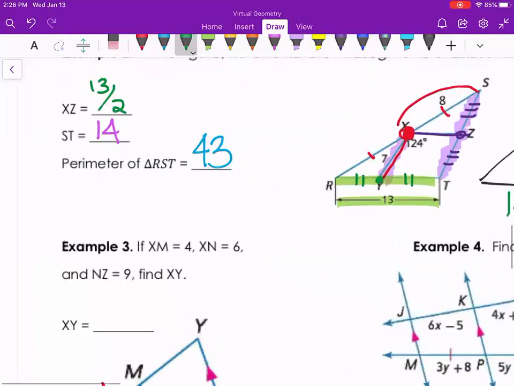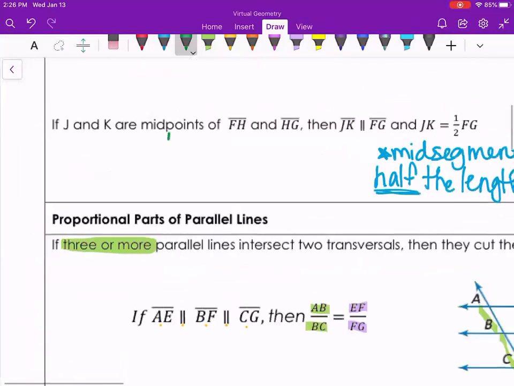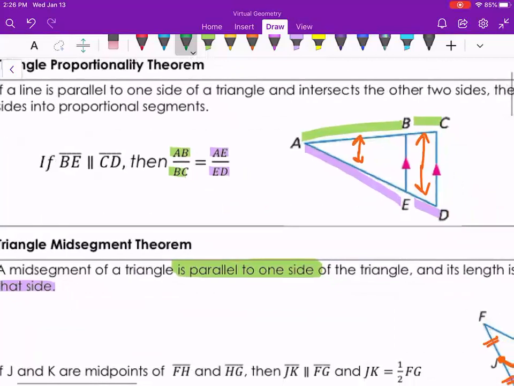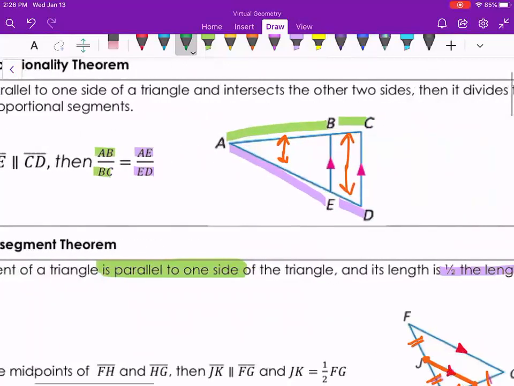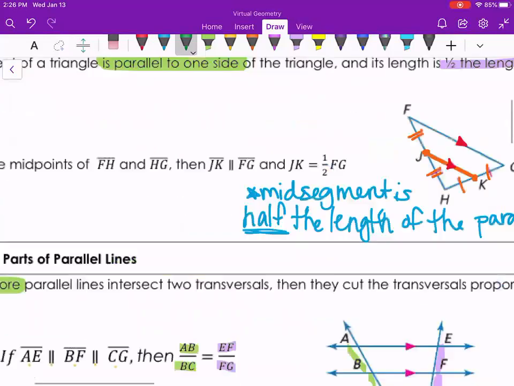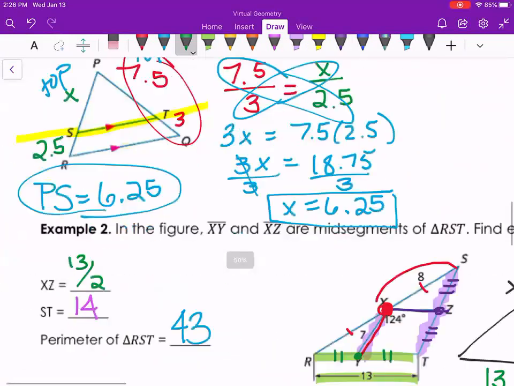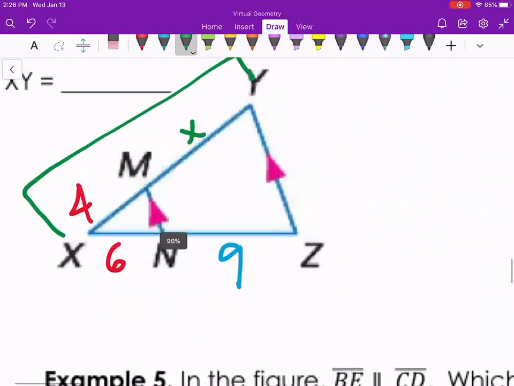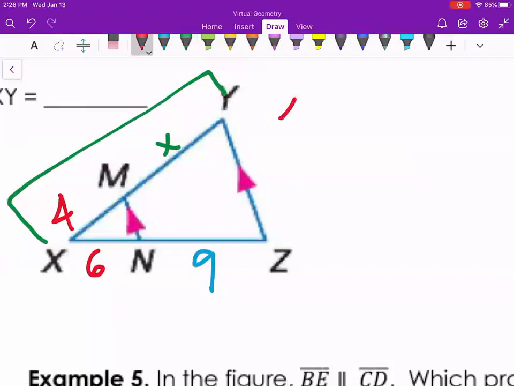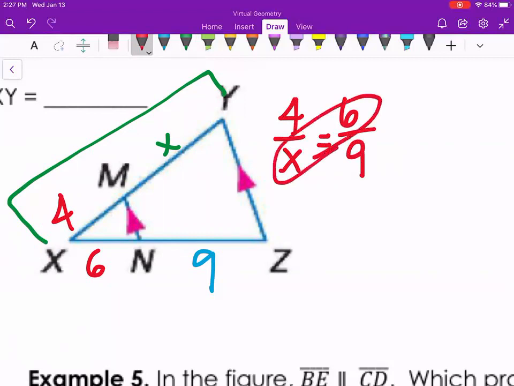So again, just as a reminder, let's go back and review where our parts are going to be. This is our triangle proportionality theorem. Notice AB and BC in that green piece were from the same side, so we use the same side to make our first ratio. So I can have 4 over x equals 6 over 9. And now we can solve this. 4 over x comes from the top side. 6 over 9 came from along the bottom.